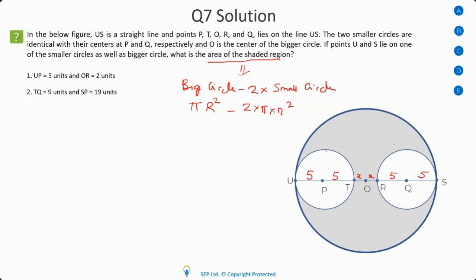OR is 2. Since O is the center point, this whole part is the radius. So this is 12. Obviously this also needs to be 12, right? If you are wondering why I wrote x and x for them, it's because they have to be equal. So even this will be 2. Now notice I have everything. Small r is 5, capital R is 12. I can plug it in and get my answer. So statement 1 is definitely sufficient.